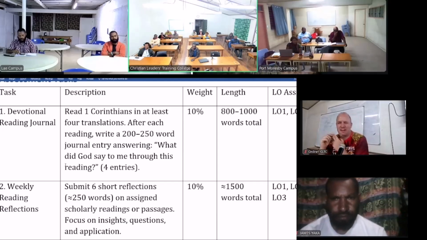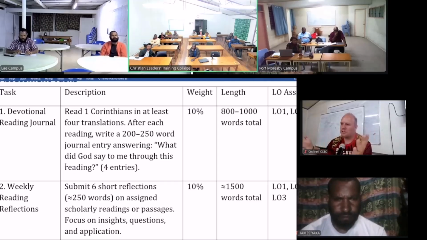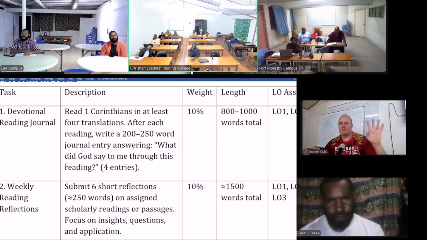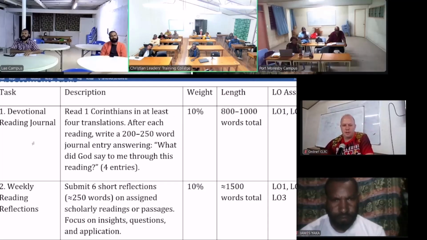But you can read it in a different language, and then you can read it in 2 English translations, like if you want to read NIV or ESV, or the Message, or 2 different versions. Maybe you could do 3 in English and Pidgin if you don't have a Talk Place, or you could do 4 English, whatever you prefer. But you're going to read it 4 times, and each time you write 200 to 250 words, just answering, what did God say to me through this reading?